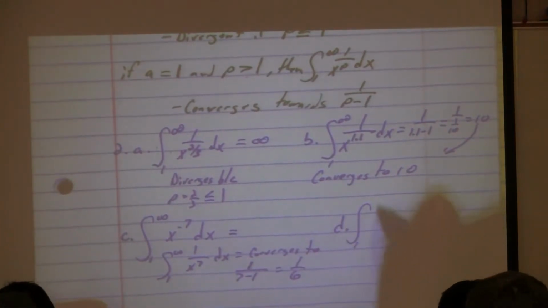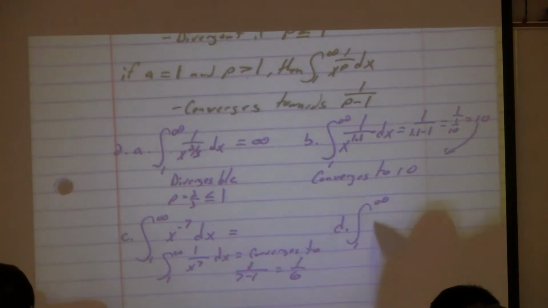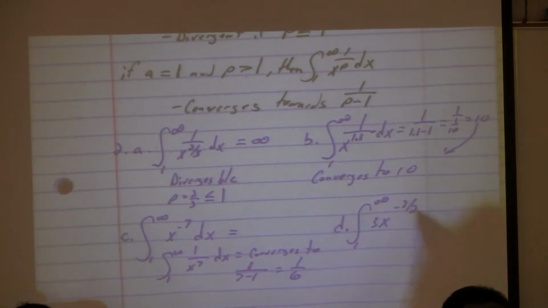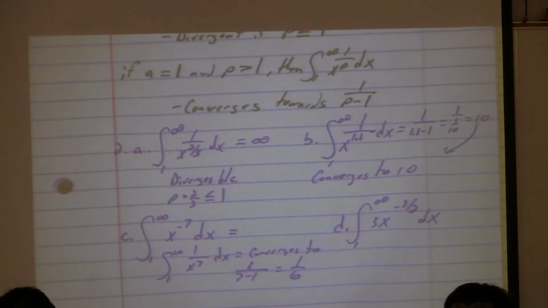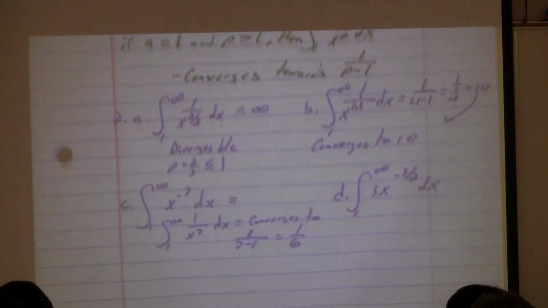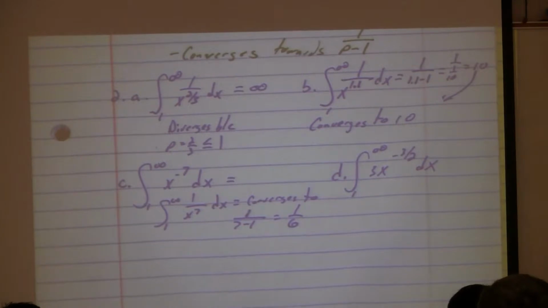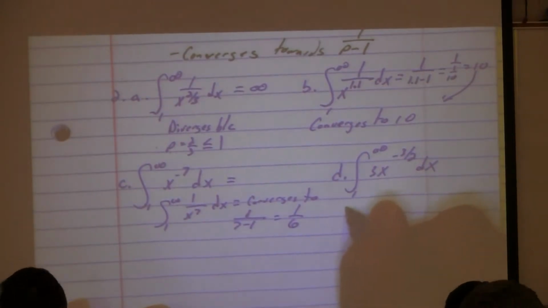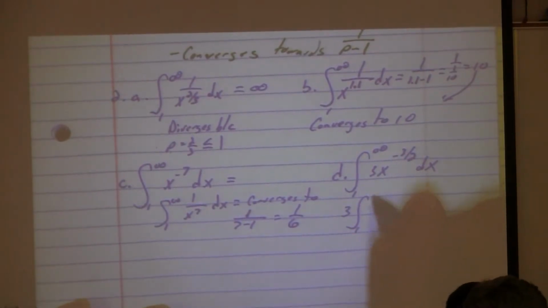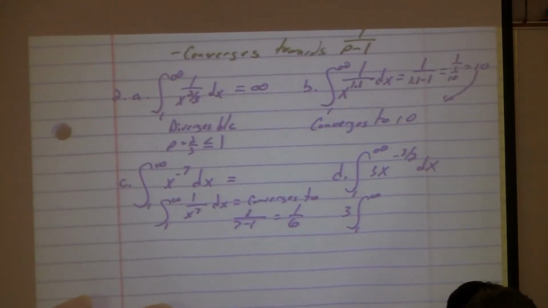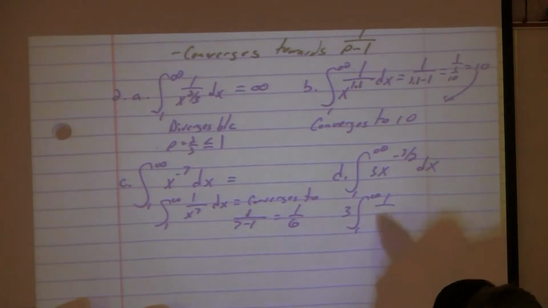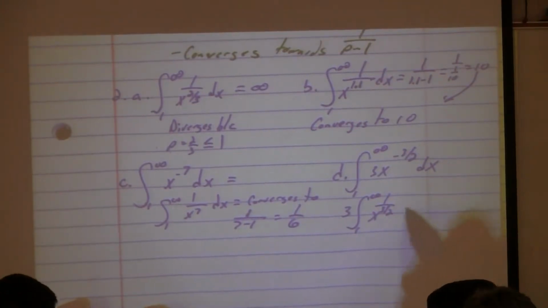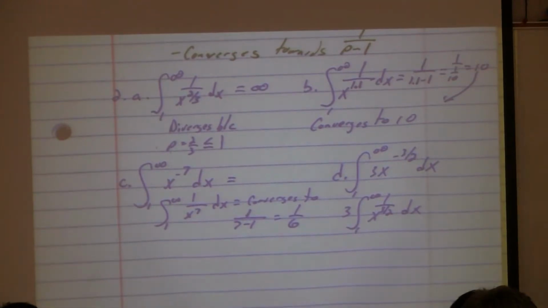Another one. The integral from 1 to infinity of 3x to the negative 3 over 2 dx. Wait a minute. Is this a p series? You can take the 3 out. So 3 times the integral from 1 to infinity of 1 over x to the 3/2. So it is a p series?